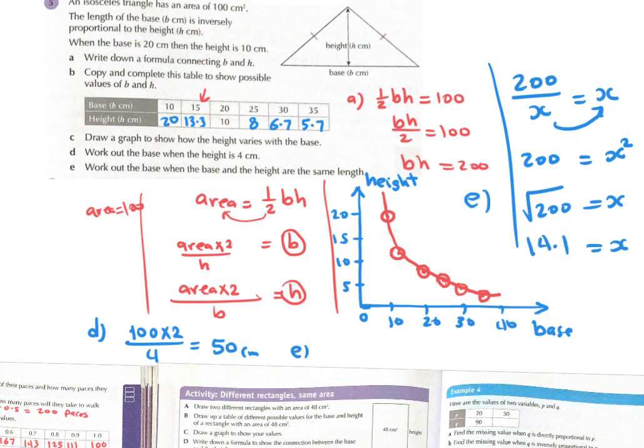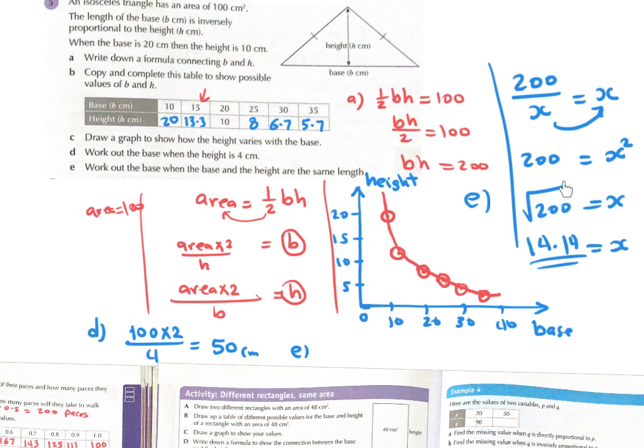That's 14.1 to 1 significant figure, right? So 14.4. I need to explain how to do that. Area times 2, which is 200, divided by base equals height. But if base equals height, the same number, you can write x here and x there. So now how to find x? Cross multiply. So 200 equals x squared. So square root of 200 equals x. So x equals 14.4.